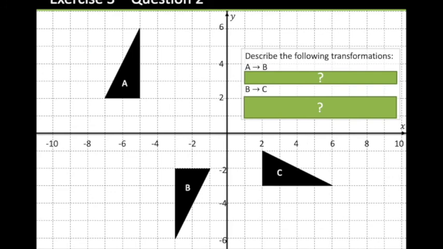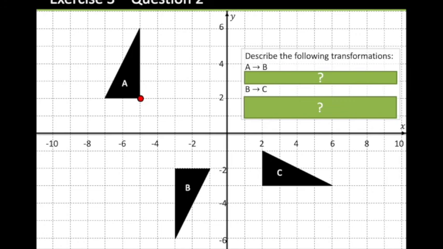Okay, let's do this one. Same instruction. You are asked to describe the transformation. So the first one is from A to B. So going from A to B. Well, it is upside down, right? So it has to be 180 degrees. Again, in 180 degrees direction doesn't matter, but we need to find the center of rotation.